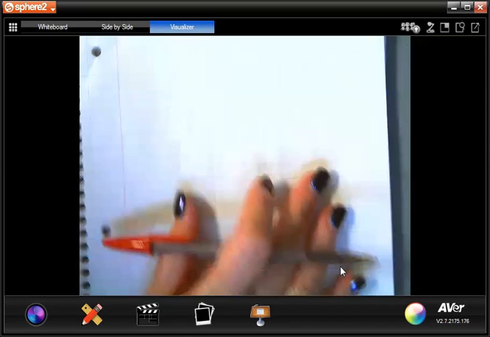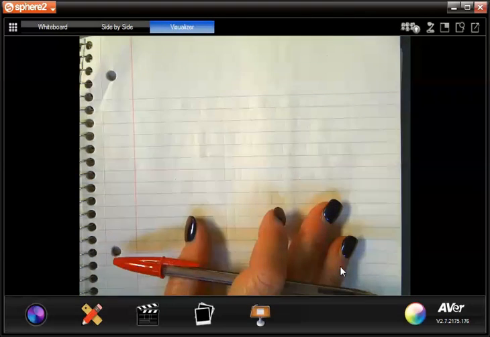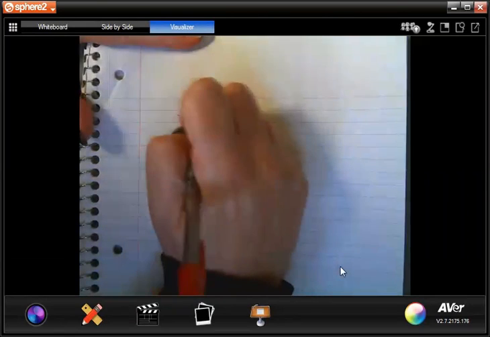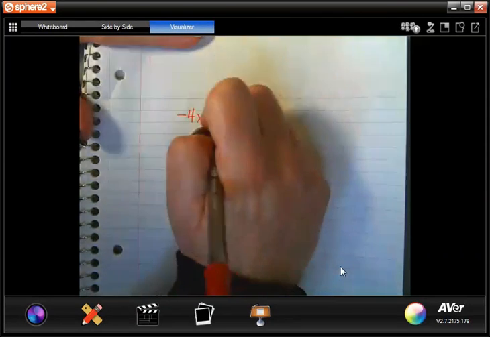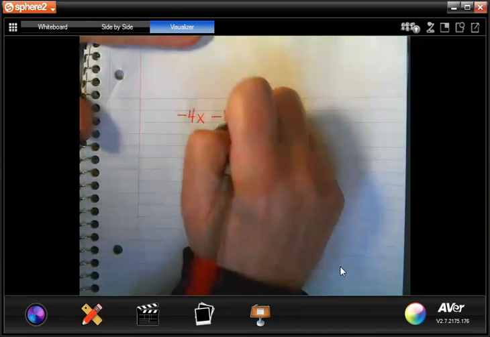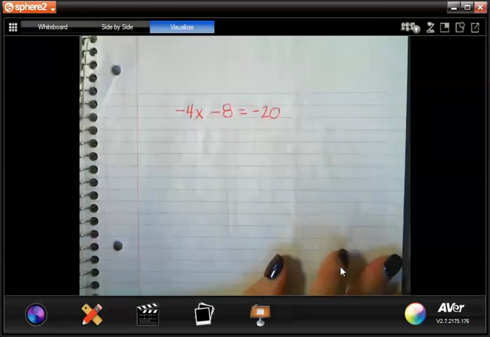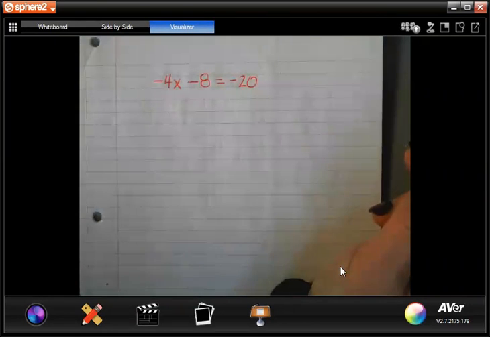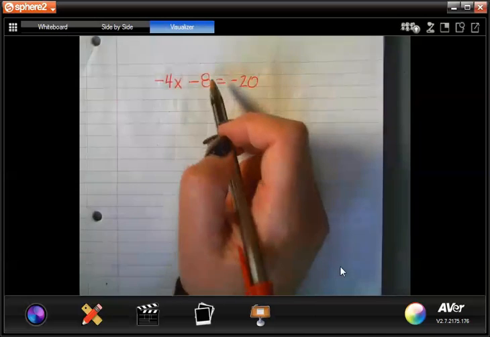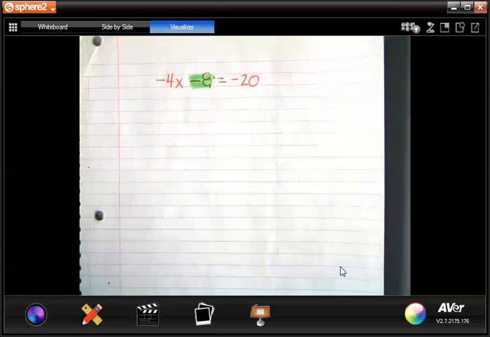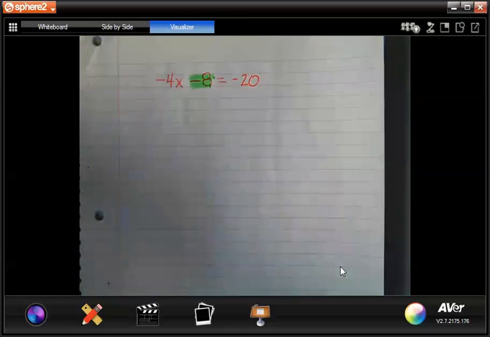Like I just said, what I'm most concerned about is where we're making our mistakes, which is with the integers and the operations with the integers. So I'm going to make this up really quick. We're going to go with negative 4x minus 8 equals negative 20. First, x is my variable. I know I have to cancel out the minus 8 and I have to cancel out the negative 4. Those two things have to go.